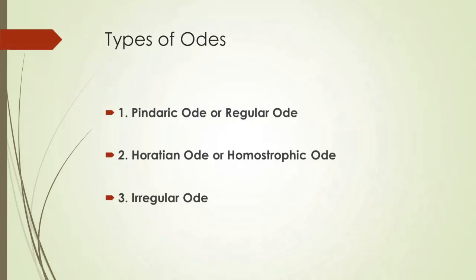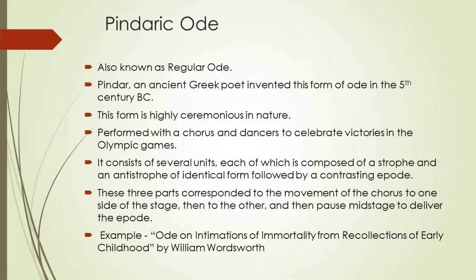The odes can be divided into three categories: Pindaric ode or regular ode, Horatian ode or homostrophic ode, and irregular ode. So we are going to discuss all these three types one by one, starting with Pindaric ode. Pindaric ode is also known as regular ode, and it was invented by Pindar, an ancient Greek poet who lived during the 5th century BC. Now, this form is highly ceremonious in nature and very formal in structure.